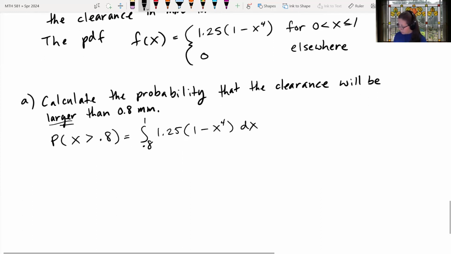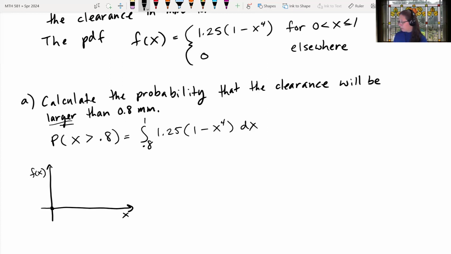But I like to draw a picture too, just to make sure that everything seems correct. You could get a graphing calculator or graphing software to do this. But if I were to plug in, let's just start at x equals 0, and f of x. When x is equal to 0, this term would be 0. 1 minus 0 is just 1. 1 times anything else is just 1.25. So this is going to have a point at 1.25.